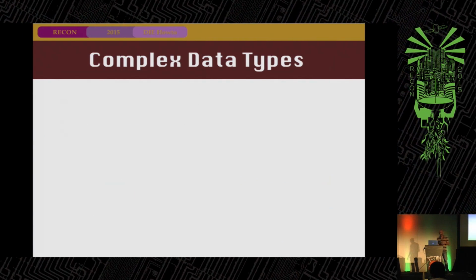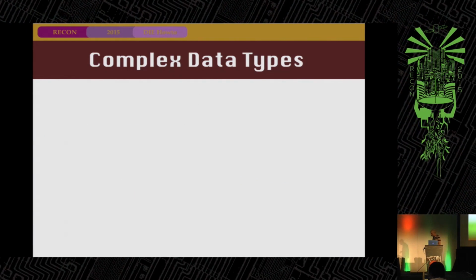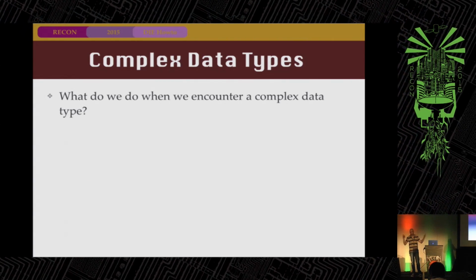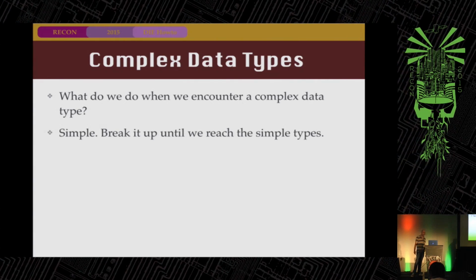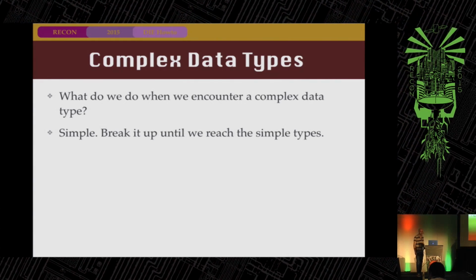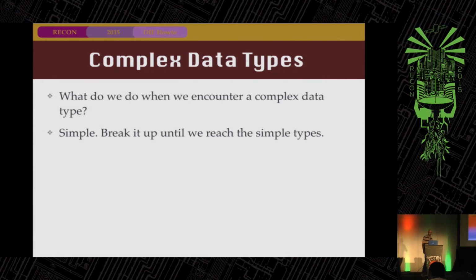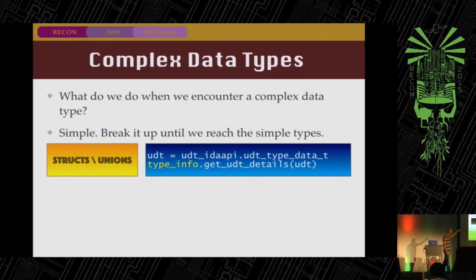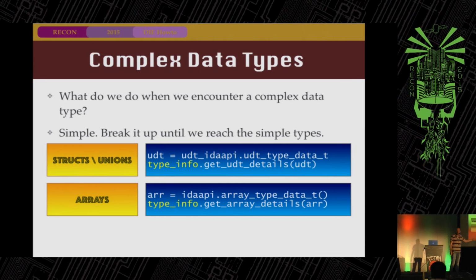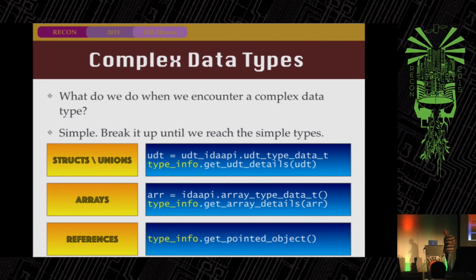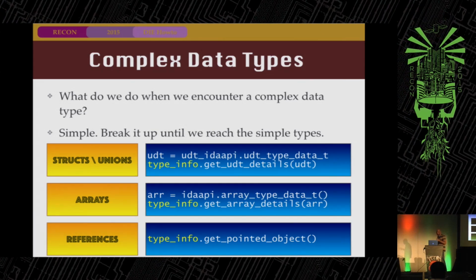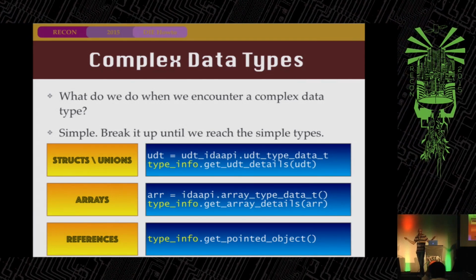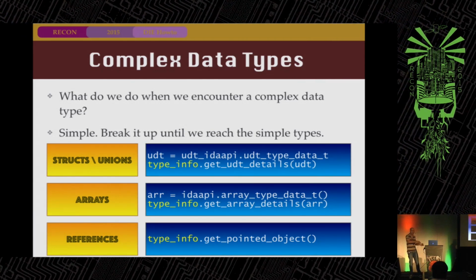And now for complex data types. Those value parsers could work really well when talking about strings or Boolean values. But what do we do when we get to structs, unions, references? That's pretty simple. We just break them up until we get to the simple types. So what does that mean? For structs and unions, we can use the same tinfo_t object I showed you before to just enumerate all its members. And the same goes for arrays, and the same goes for references. We actually have a function to deal with all the dereferencing stuff, so we don't really have to do anything ourselves. Everything is already done within the IDA API.